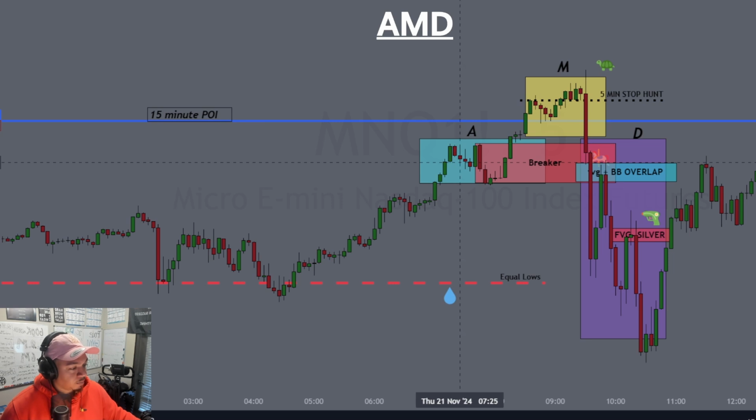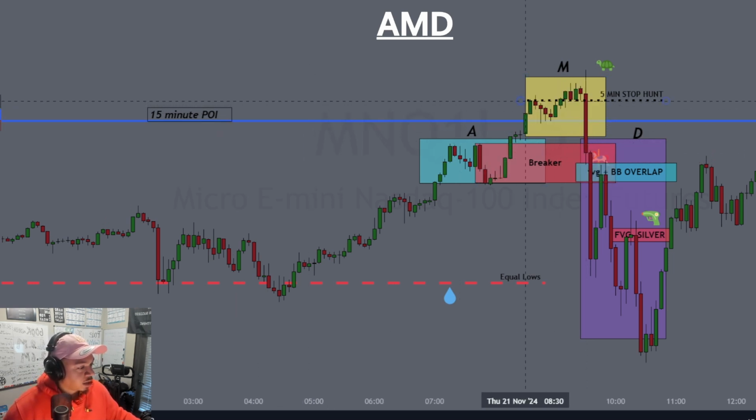So we accumulated, we manipulated above that higher time frame point of interest. Then we took out another form of liquidity in a lower time frame, such as the 5-minute. And at that point, that's when you'd be looking for the turtle soup sell. Now, this is the most aggressive entry.